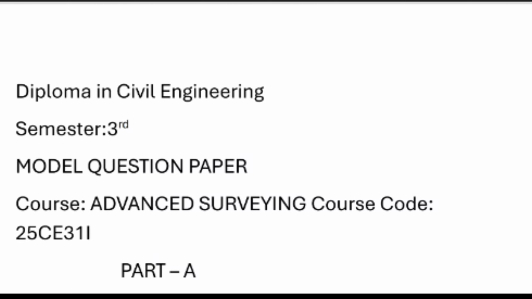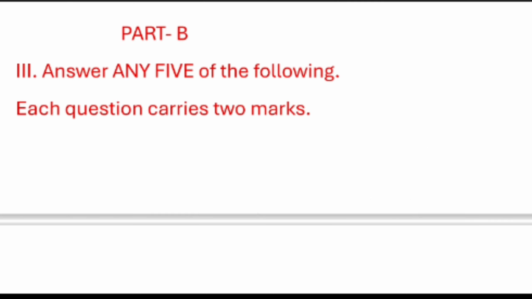This is a model question paper, Civil Engineering, third semester, C25 syllabus. The subject is Advanced Surveying. Subject code is 25CE31I. Okay. Now we are going to learn Part B, the 2 marks questions and answers.